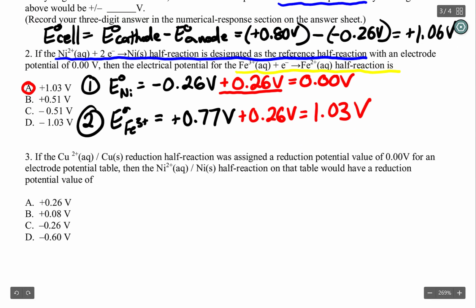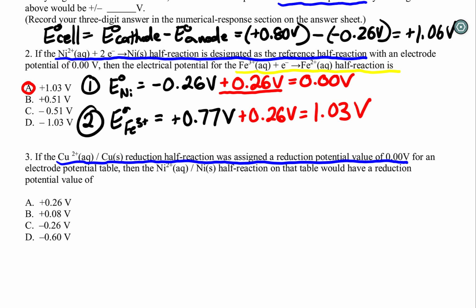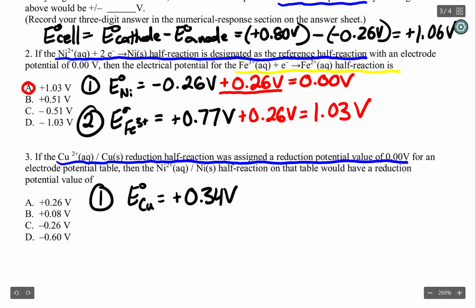Number 3 is very similar to number 2. So in the question it says, if the copper 2+ to copper reduction half reaction was assigned the reduction potential of 0 for an electrode potential table, then the nickel 2+ to nickel half reaction on the table would have the reduction value of. Okay, I first, number 1, need to set copper to 0. So the electric potential for copper on the table is a positive 0.34 volts. I'm then going to perform a mathematical operation to set it to 0. So subtract 0.34 volts. So this is 0.00 volts.